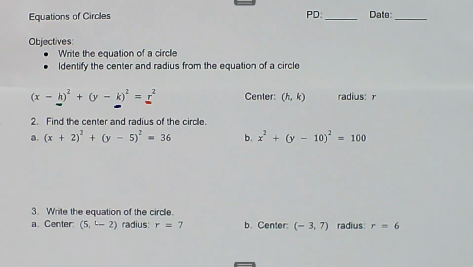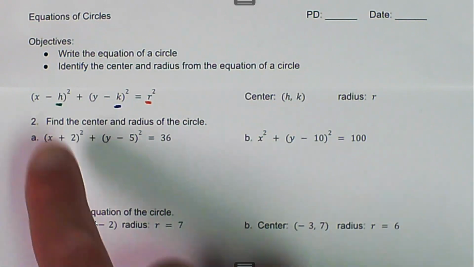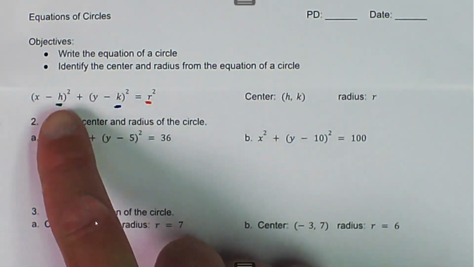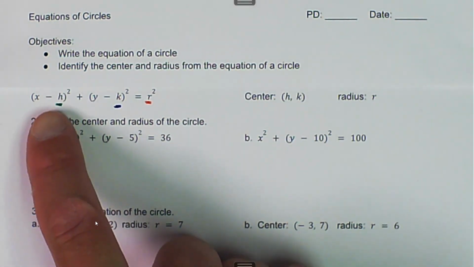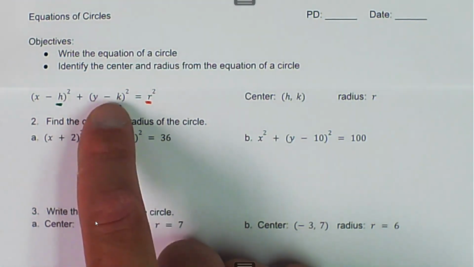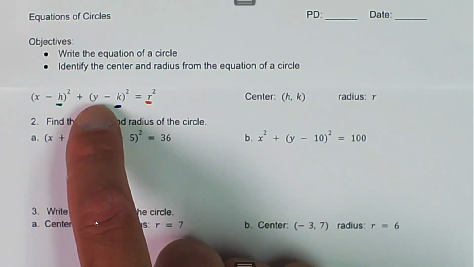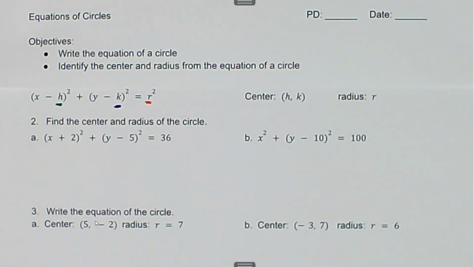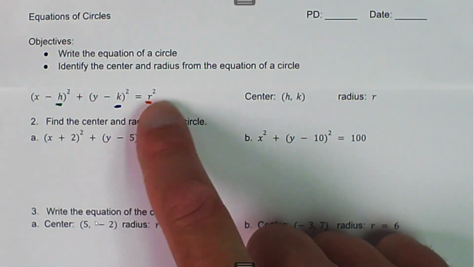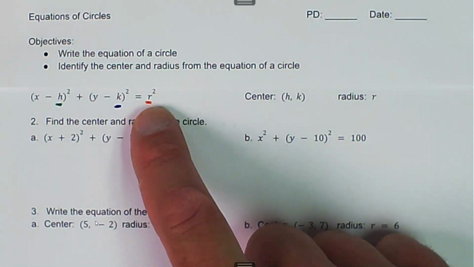We are talking about equations of a circle, and we want to be able to identify the center and radius from the equations of a circle. So remember, we have the base formula, and notice that our included sign inside the parentheses is always negative. So that's going to be a hint to help us remember what's happening. And the radius is always squared on the end.